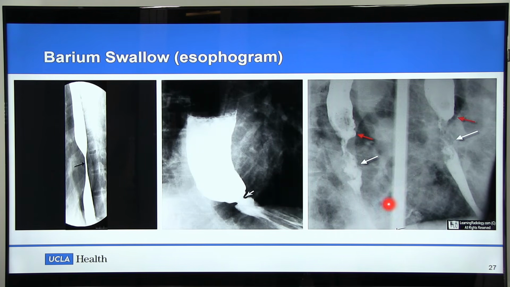And finally, these 2 patients, unfortunately, were diagnosed with esophageal cancer, and you can see that this esophagus is really narrowed. It doesn't look normal. We talk about a so-called apple core appearance, and clearly this patient would present with esophageal dysphagia.